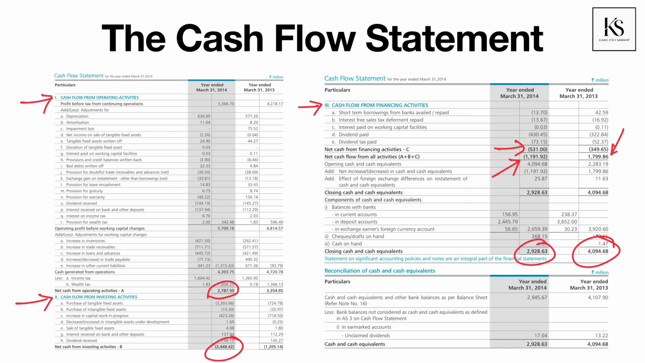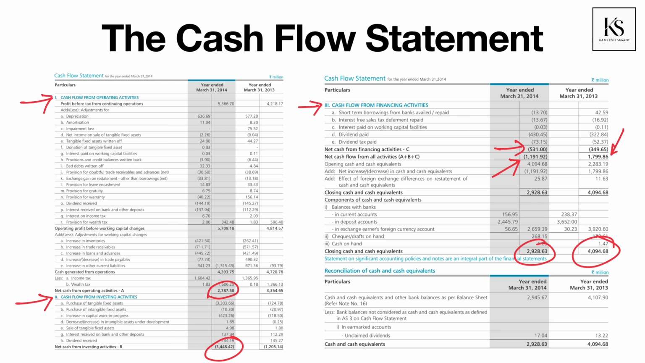Let us summarize the cash flow from all activities. This means the company consumed a total cash of Rs 119.19 crores for the financial year 2013 to 2014. Fair enough. But what about the cash from the previous year? As we can see, the company generated 179.98 crores through all its activities from the previous year.